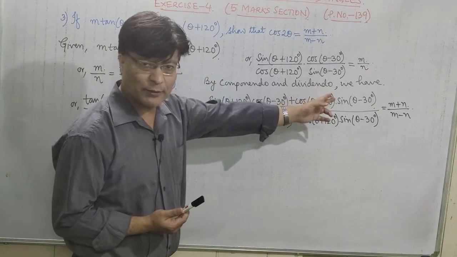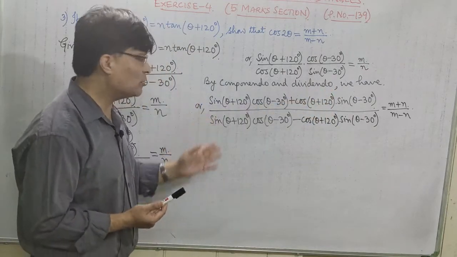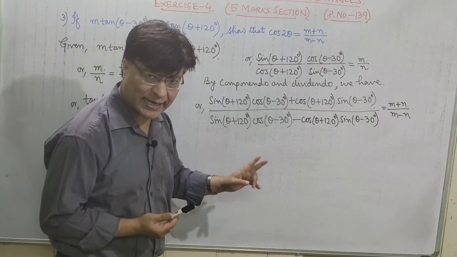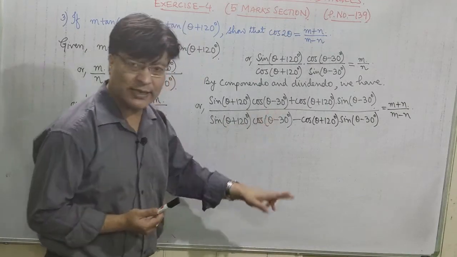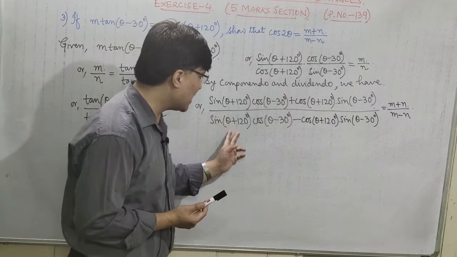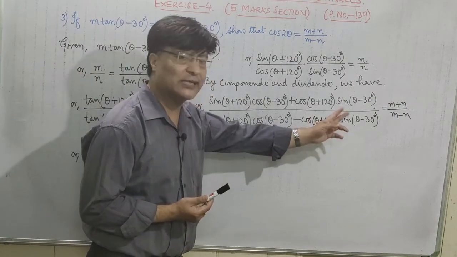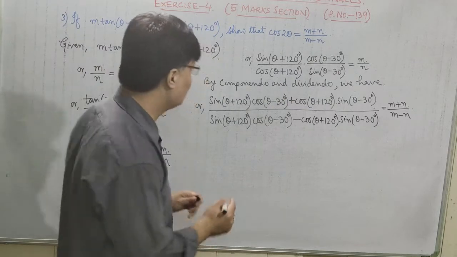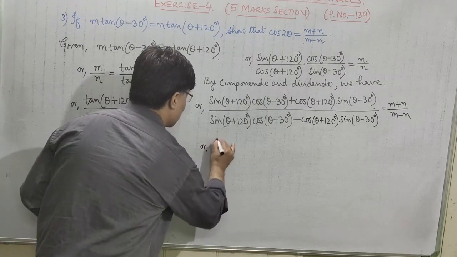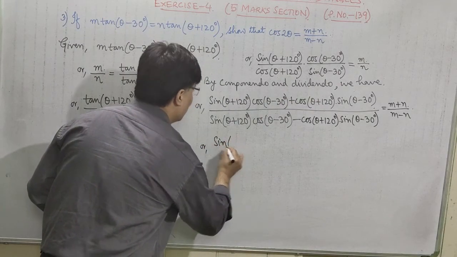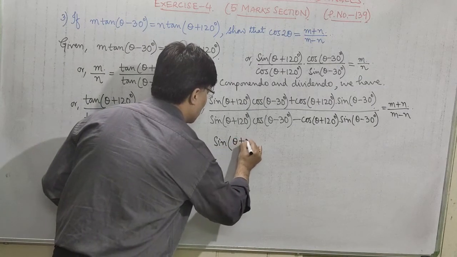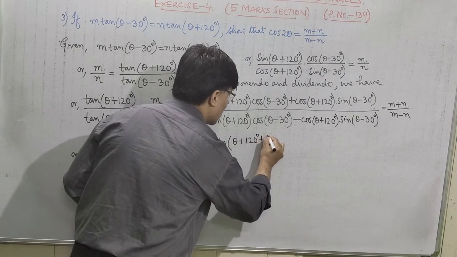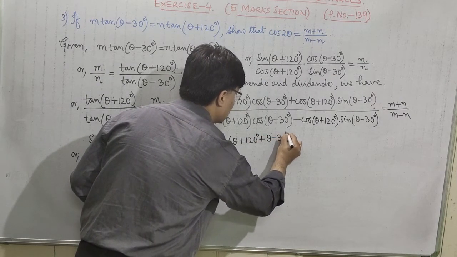So this is sine of A plus B, right? In the denominator also, if you take theta plus 120 degree as A and theta minus 30 degree as B, this will be sine A cos B minus cos A sine B, which is equal to sine of A minus B. Okay, so let us write in the numerator sine of A plus B. What is A plus B? Theta plus 120 degrees is A, plus what is B? Theta minus 30 degree.